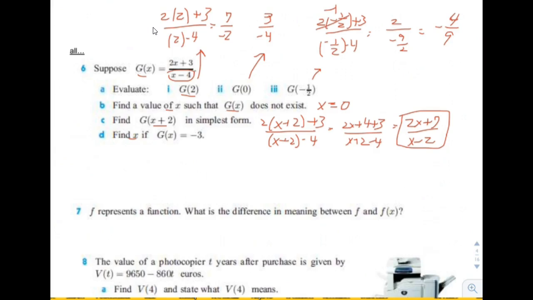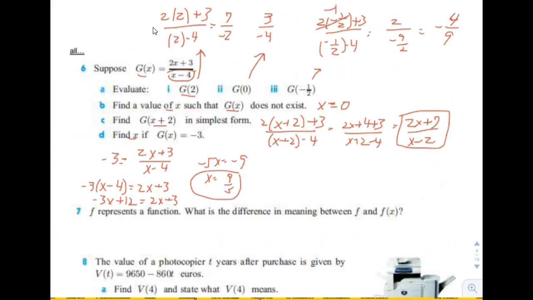Okay. Find x if g of x equals negative 3. So then we just set it equal to negative 3. (2x plus 3) over (x minus 4). And then we just use algebra to solve for it. We multiply both sides by x minus 4, and we get negative 3 times (x minus 4) equals 2x plus 3. Negative 3x plus 12 equals 2x plus 3. Negative 5x equals negative 15. x equals 3. Okay, and that was part D.